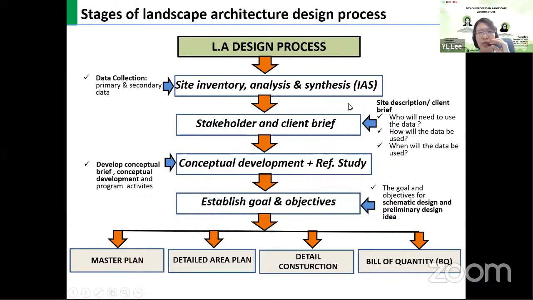Followed by obtaining a client brief or dealing with the stakeholder, which means when you do a site inventory analysis, you go to the site, you interview your client, or you communicate with the local community. So this is a must for the landscape architecture design process and the survey. After these two processes, the site inventory and dealing with your client, you will start to think of the concept or conceptual development.